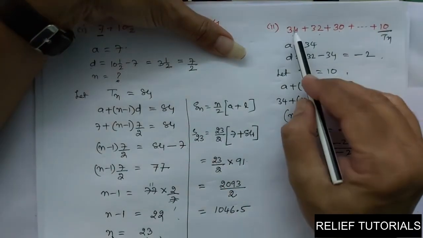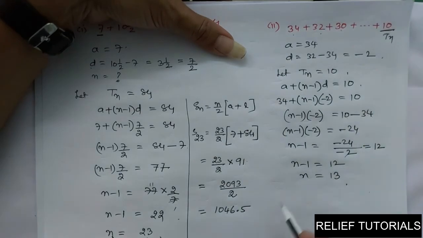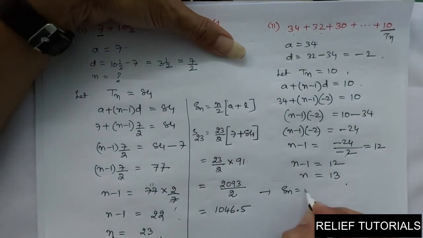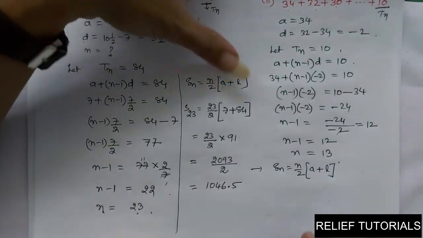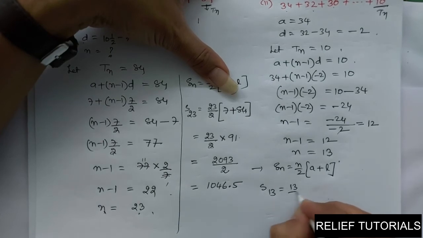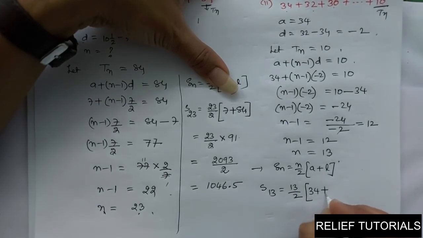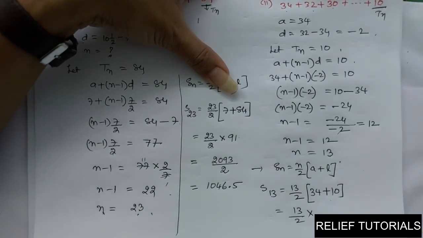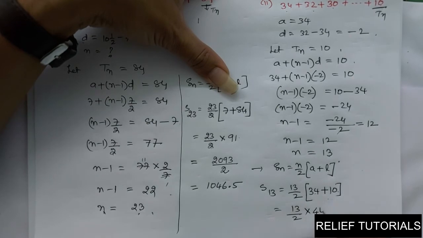Now, you have the first term and you have the last term. Then, you will use the formula Sn equals n by 2 times (a plus l), where l is the last term. Clear? So now, what do you have to find? n is 13. So, S13 equals 13 by 2 times (first term a is 34 plus last term 10). So, 13 by 2 into 34 plus 10, that is 44.